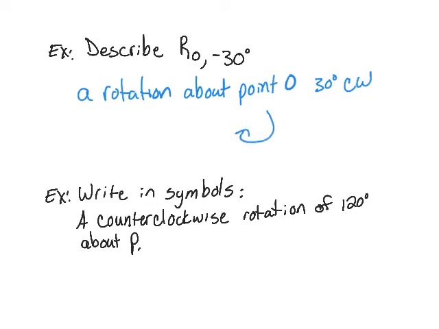For the second one down here, we want to write in symbols. A counterclockwise rotation of 120 degrees about P. So it's a rotation, so I use capital R. The center of rotation is P. Counterclockwise is positive, so you just have to write 120. It's that easy, but we do have to know the notation, even though your book doesn't show it much, if at all.